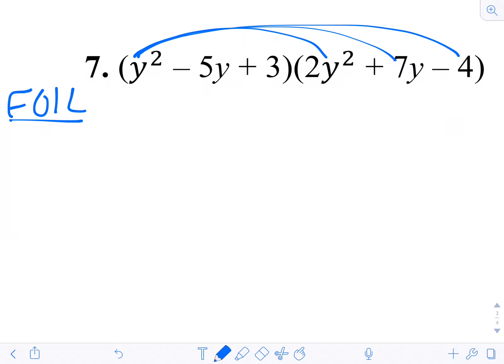So let's start there. 1 times 2 is 2 y squared, 2 plus 2 is 4. 1 times 7 is 7 y squared and y, 2 plus 1 is 3. Then you have y squared and negative 4, just put those together.